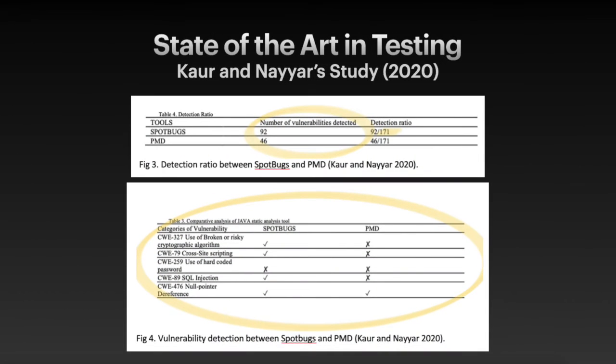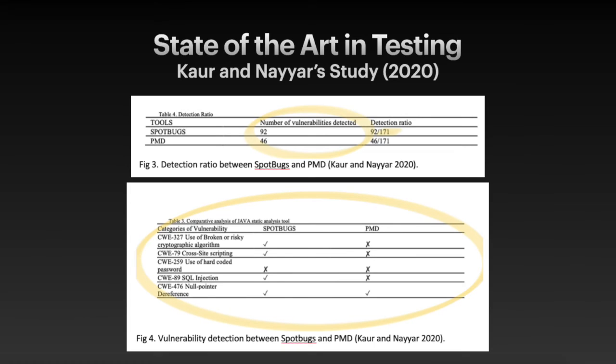In Cower and Ayer's study, they found that SpotBugs found more bugs than PMD, and some of these bugs relate to some vulnerabilities that were highlighted by OWASP in their Top 10 2021 findings. It found these in areas such as use of broken or risky cryptographic algorithms, cross-site scripting, and SQL injection. PMD did not find these bugs. But this does prove that different tools would be better at finding bugs than others, and by extension, some tools would be better at finding certain vulnerabilities than others.